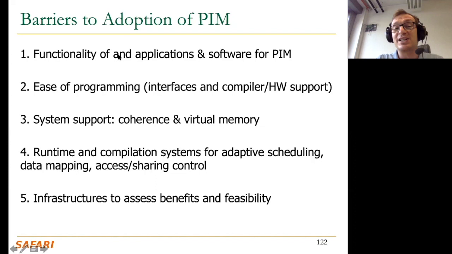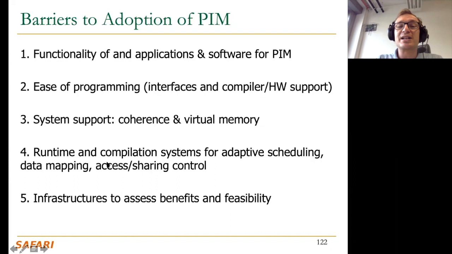Ease of programming is the second one. Again, this relates to software. What kind of interface should be provided to the programmer? What kind of compiler and hardware support should be provided to the programmer to make this easy? What kind of coherence support should be provided? What kind of virtual memory support? Ideally, these should not change significantly, but if they change, how should they change? This is important, clearly, because a lot of programmers are used to these.